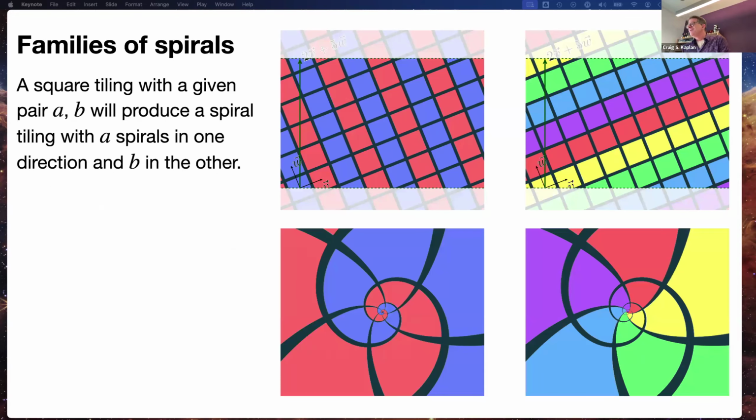And in fact, the number of spirals in those two directions, at least when you start with square tiling, is precisely A and B, which is this really nice fact that allows me to dial up the numbers of families of spirals that I want. So I chose A equals 2, B equals 5 for this design, as you will recall. And sure enough, I have 2 spirals spiraling around clockwise, and I have 5 spirals counterclockwise.